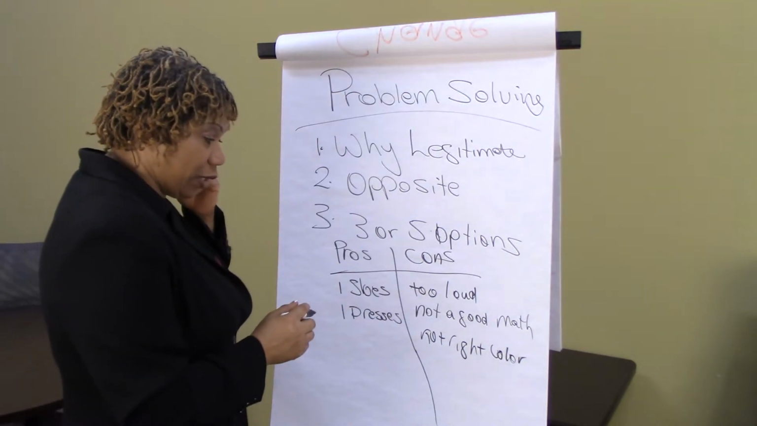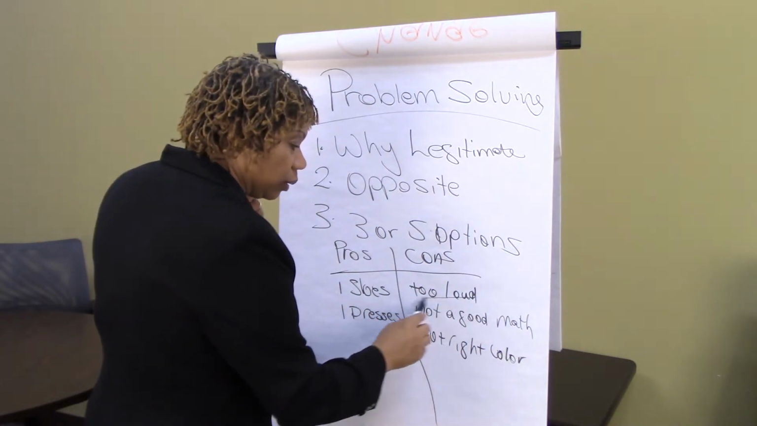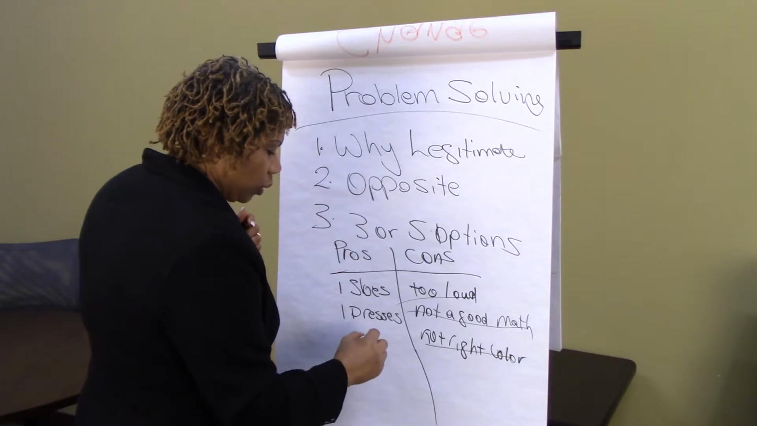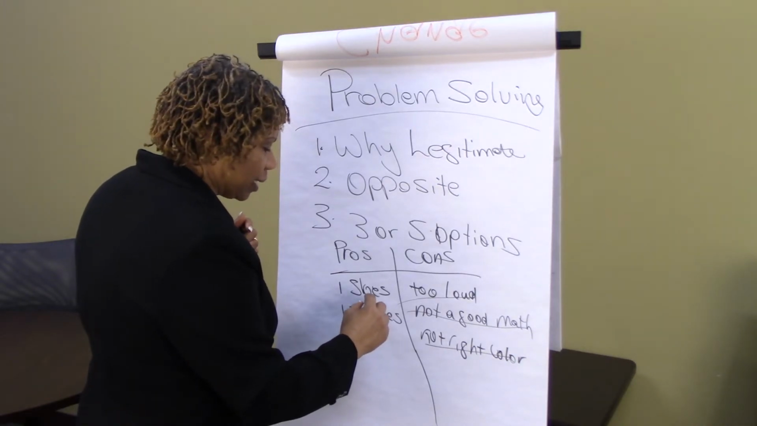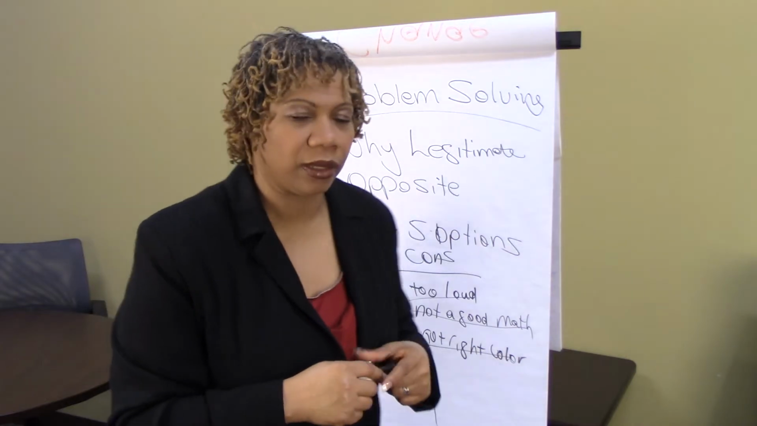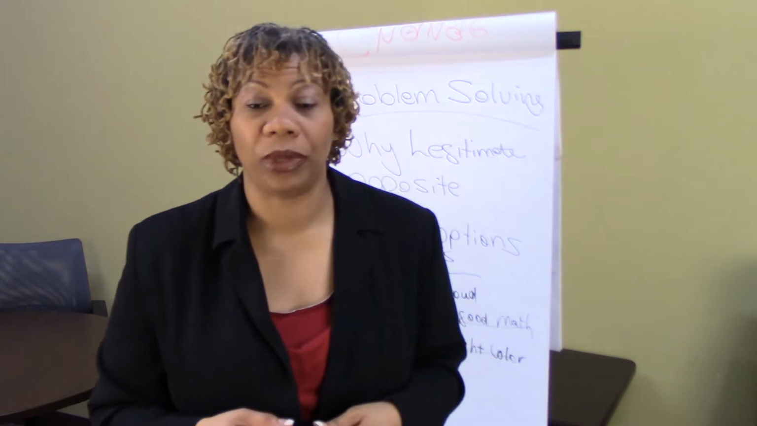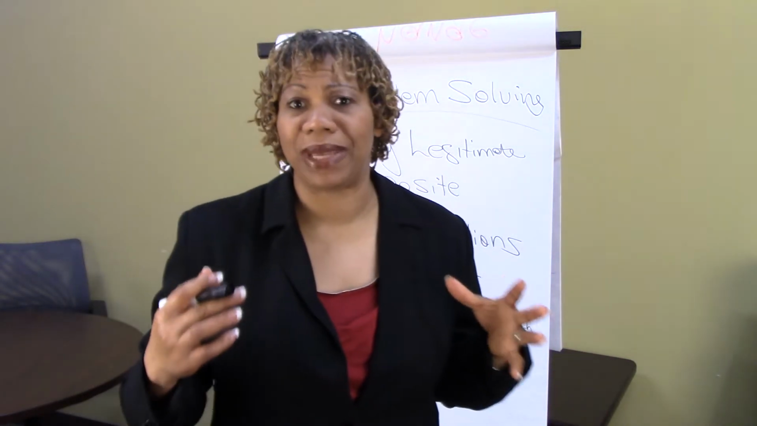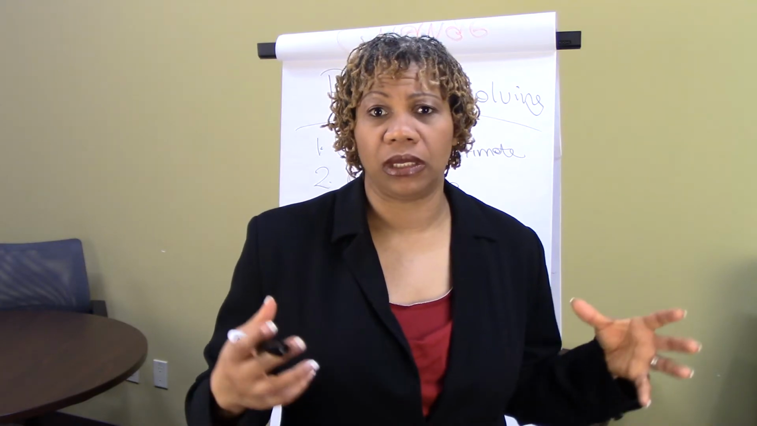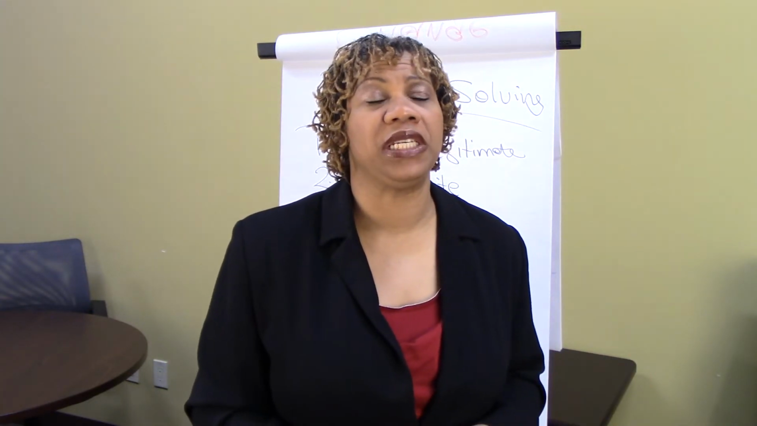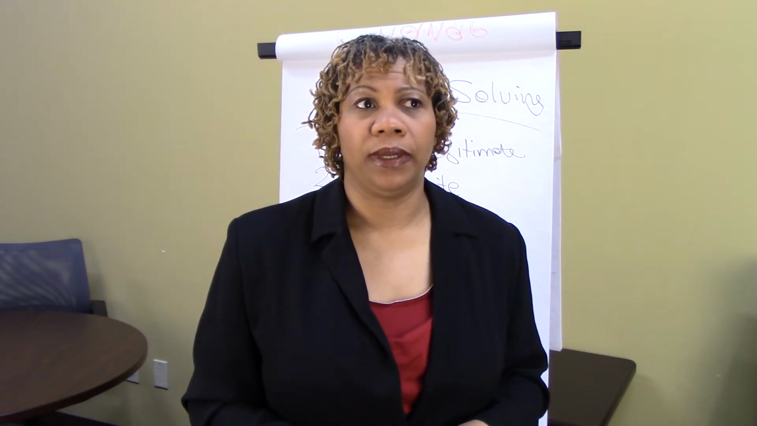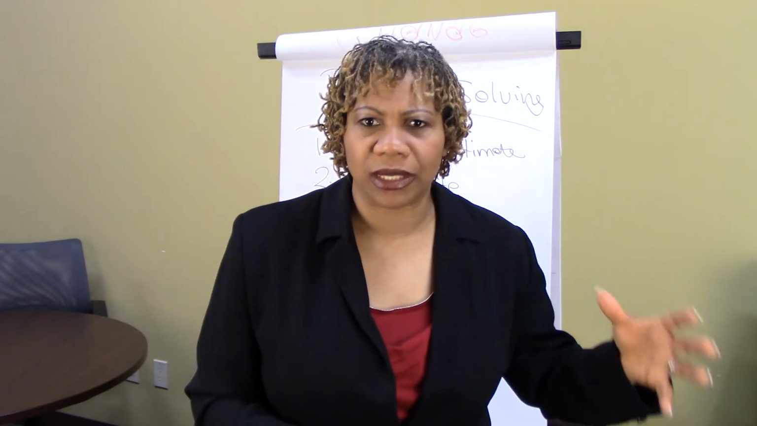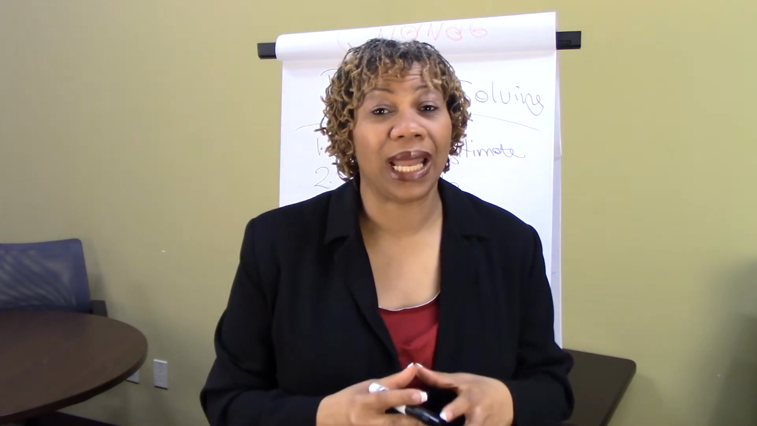So you strike off. When you look at the cons, you say, okay, too loud, okay, that's off. Not a good match, not the right color. So then you go for the ones that are, well, I can wear this, I can wear that, and you pick the ones that have more pros and less cons. And then you ask yourself, which of these make the best sense? Which of these make me feel better about the situation? Which of these make me feel that I am satisfying that need that I have, or it's going to answer the problem, but it's also aligned with my values.